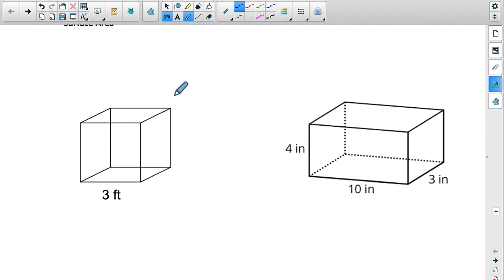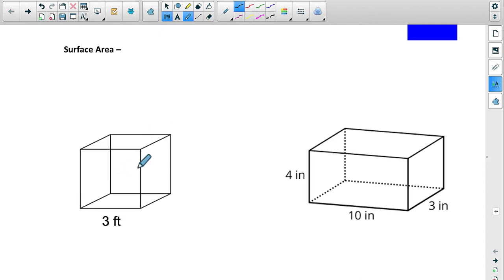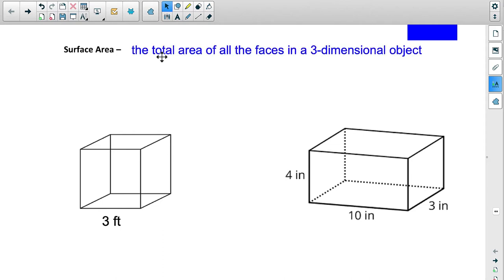How could that be? How could we talk about the area of this when it's three-dimensional? Well, this object has a bunch of different faces on it, right? If you think of this like a dice, or a die, you should actually call it a die if there's only one, how many sides or faces does a die have? Six. So it has six faces. And the way you would find surface area of this is you'd find the total area of all the faces in the three-dimensional object. So let's start doing this one right now.